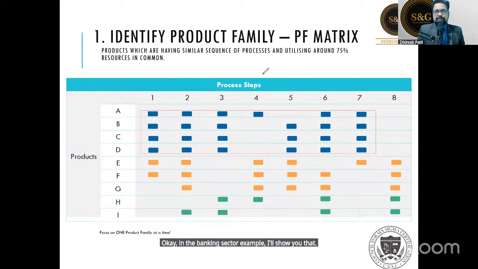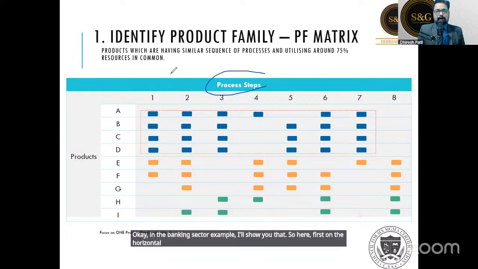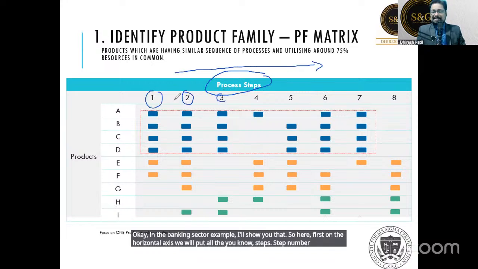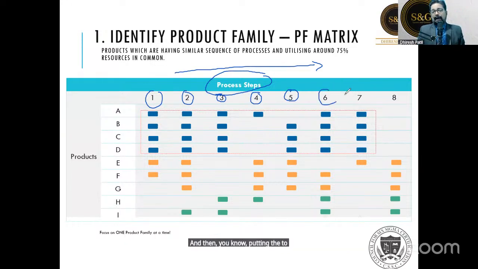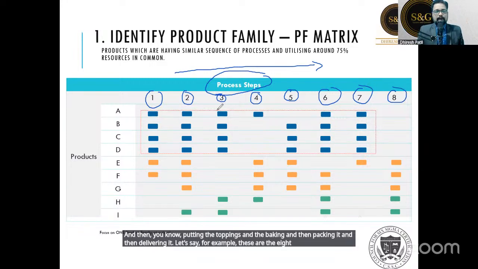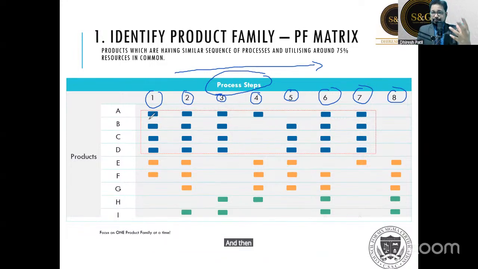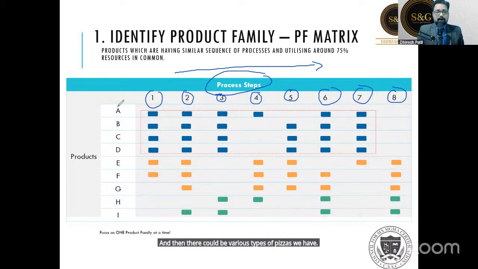So here, first on the horizontal axis, we will put all the steps. Step number 1, step number 2, just like logging the order and sequencing the order, and then taking the dough and preparing the dough, and then putting the toppings and the baking, and then packing it and then delivering it. Let's say, for example, these are the 8 steps for the pizza delivery. And then there could be various types of pizzas we have. Let's say A, B, C, D pizza, which are shown in the blue color. They flow in this order.